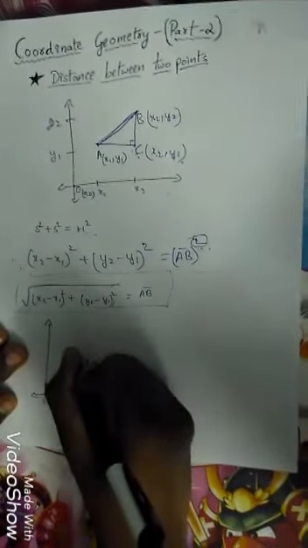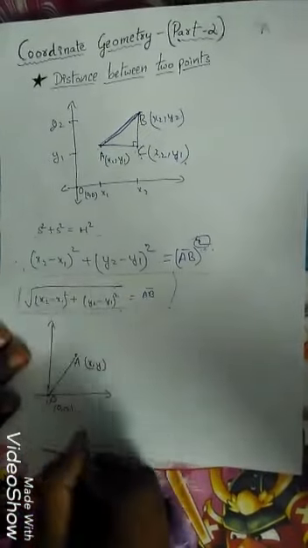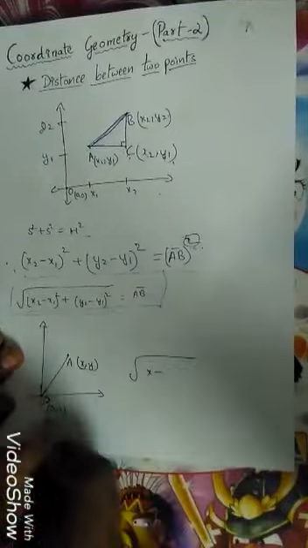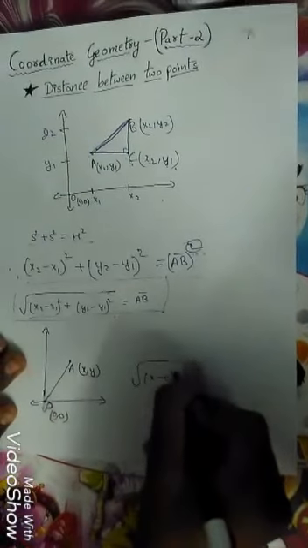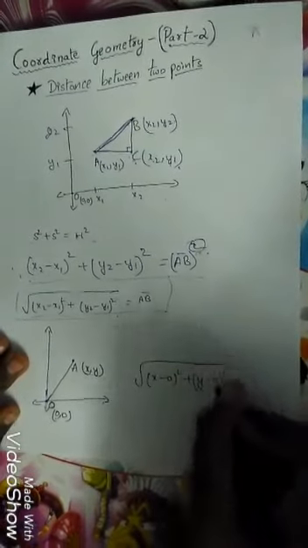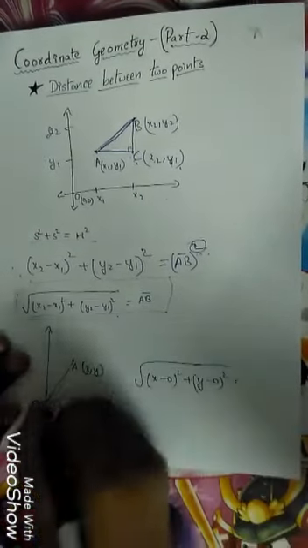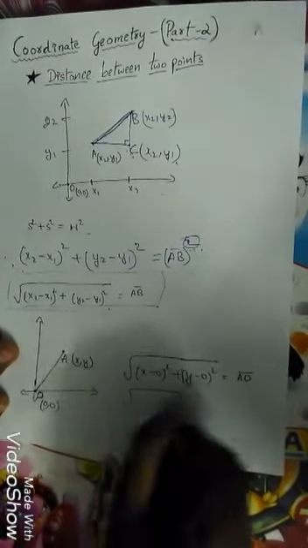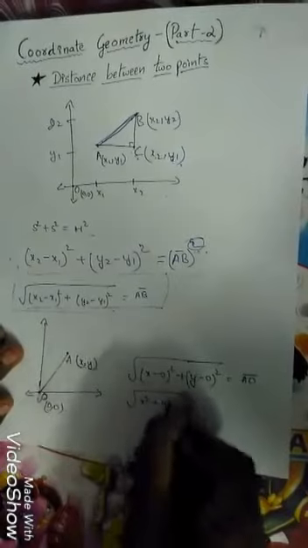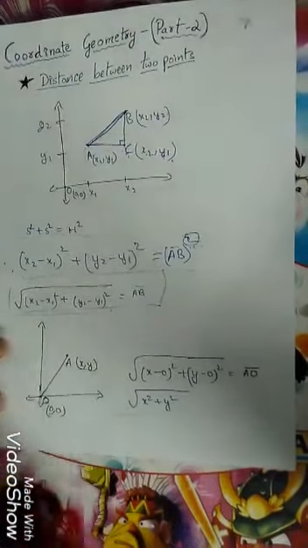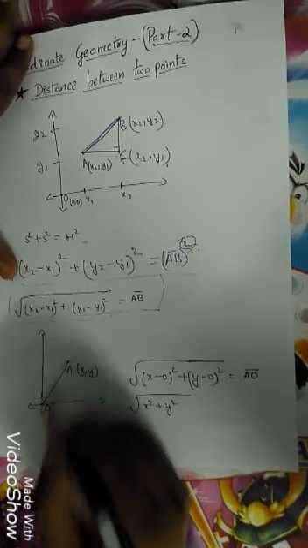So to find the length between these two, apply this formula, which is square root of (x minus 0) whole square plus (y minus 0) whole square is equal to AO. Now square root of x square plus y square. Now this is the formula used to derive the distance between the origin and any point.